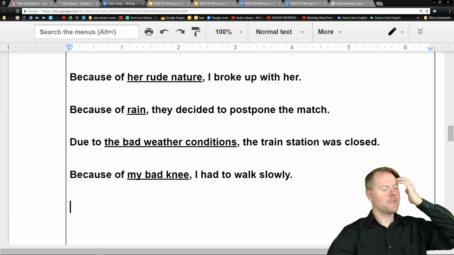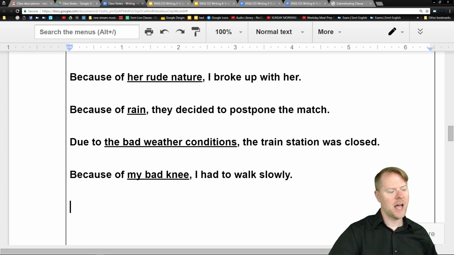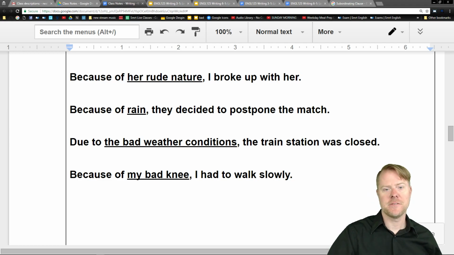Williams, you asked, can you use a noun phrase with because, as, and since? You can't. With those first three, you have to have a dependent clause. You have to have something with a subject and verb in it.